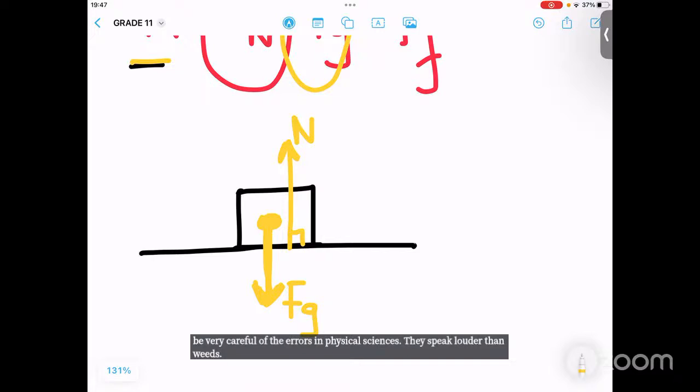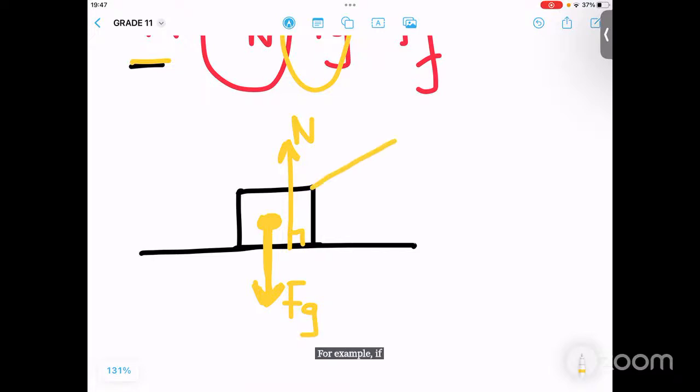For example, if I do this and I say this is an applied force, it's not an applied force if it doesn't have an arrow. If you just put a line there, then it's just a line. You must put an arrow there, then I will tell what type of force it is. If you do this, then I know it is an applied force, which is pushing. You can see the arrow is pushing that.